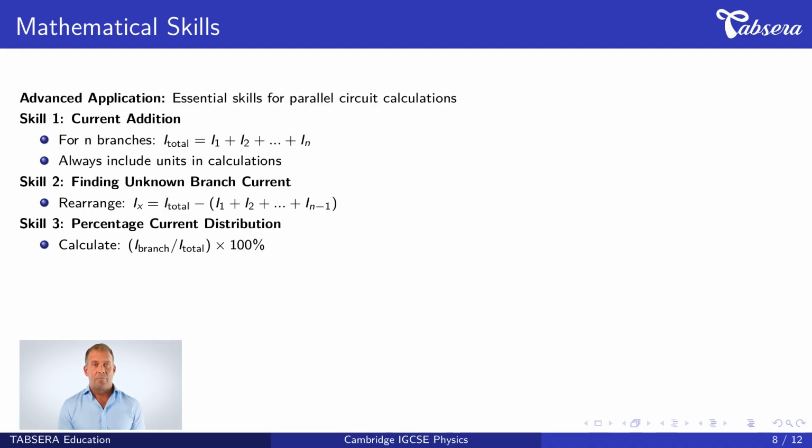Second, finding unknown branch currents. To find an unknown current Ix, we rearrange the current law equation. Ix equals total current minus the sum of all other known branch currents. This algebraic manipulation is essential for problem solving.